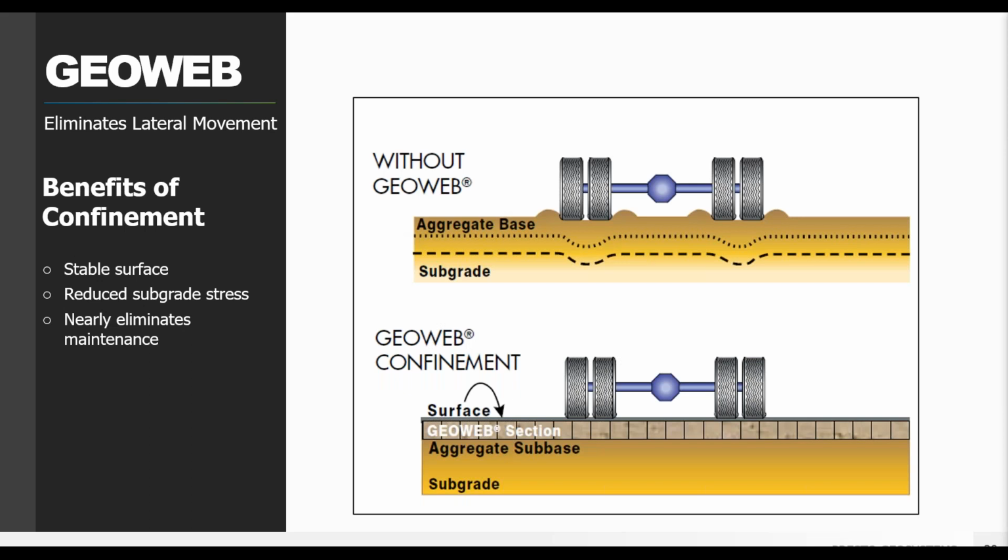So the material that's confined within GeoWeb panels cannot be pushed to the sides or overly compacted the way that freely placed stones would be. And so by eliminating this lateral particle movement, the GeoWeb system can stabilize the surface, eliminating the need for constant maintenance. You're not having to come back in and constantly fill in ruts, fill in gaps, anything like that, because they're just not going to form.